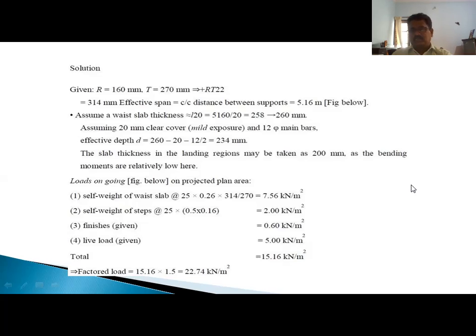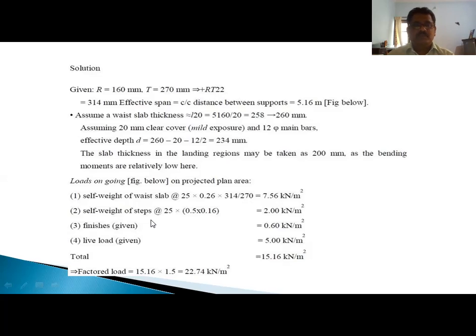Now load calculation on the projected plan area, that is nothing but your flight area. Self weight of the base slab: we have taken the thickness of the base slab as 260 mm, 25 is the density of the concrete, multiplied by 314, 314 we add this 270 plus 22 mm for the knock distance, divided by, once again, the tread distance, will get 7.56 kilonewton per meter square.